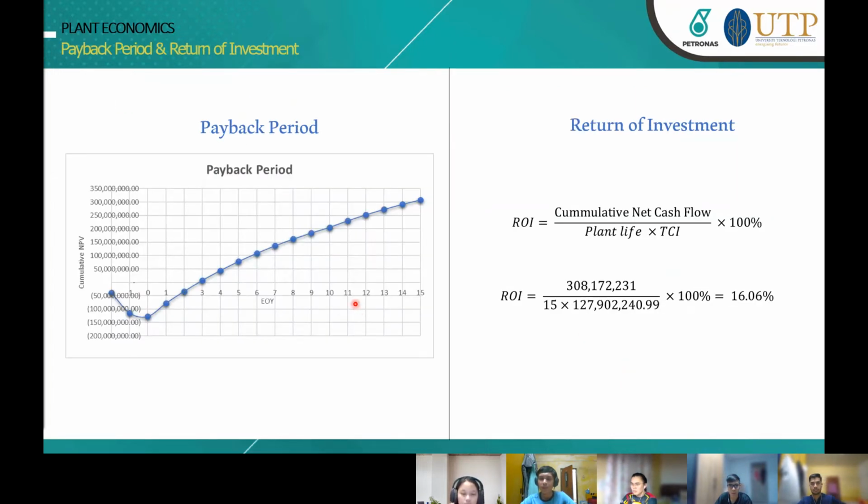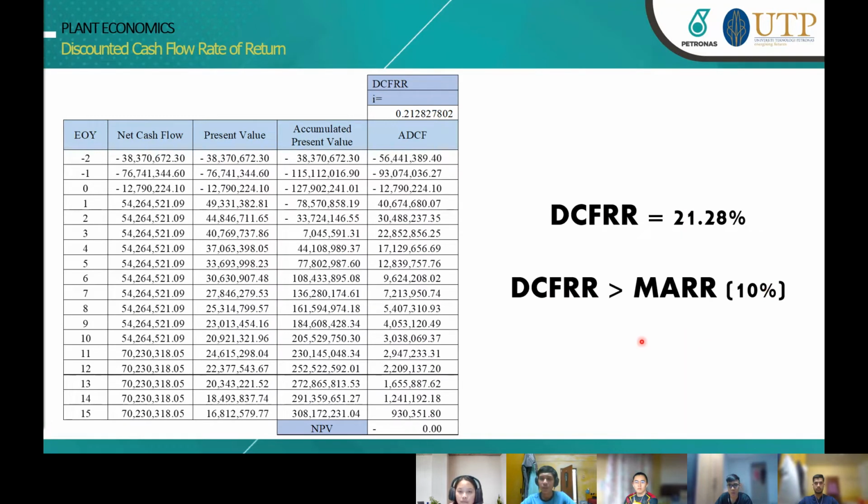The payback period for this plant is 2 years, since the cumulative net present value becomes positive after the second year of operation. The calculated return on investment of this plant is 16.06%, showing that this project is economically feasible. The discounted cash flow rate of return is 21.28%, which is higher than the minimum acceptable rate of return (MARR) which is 10%. Therefore, it can be said that this project is economically attractive as well as efficient in terms of time consideration used in the investment of the plant operation.